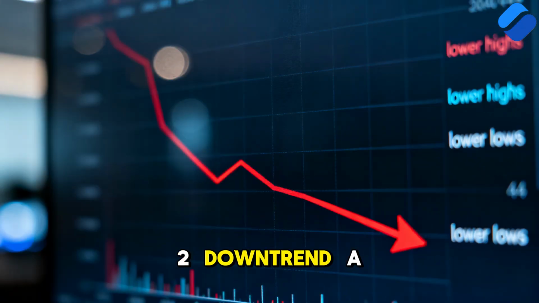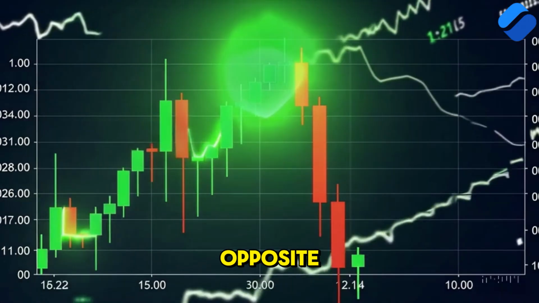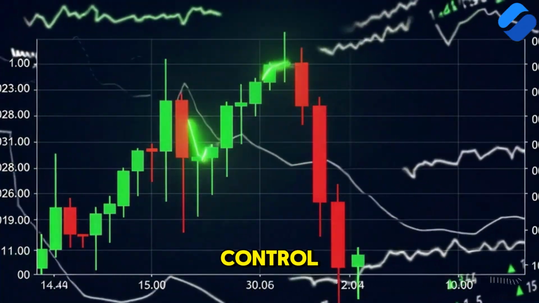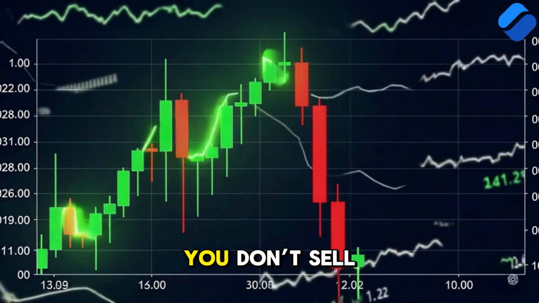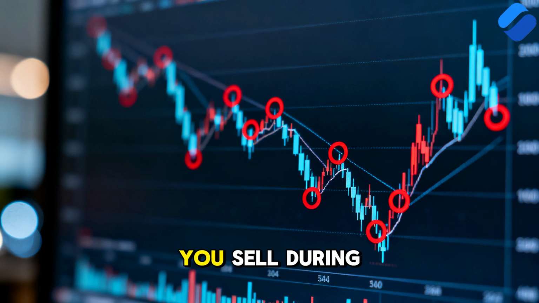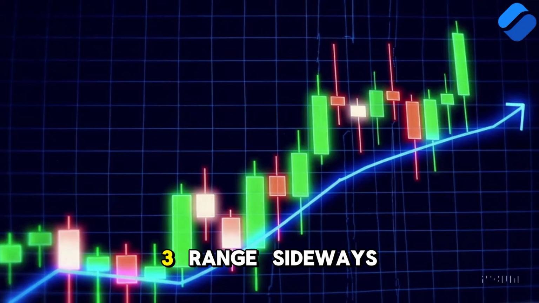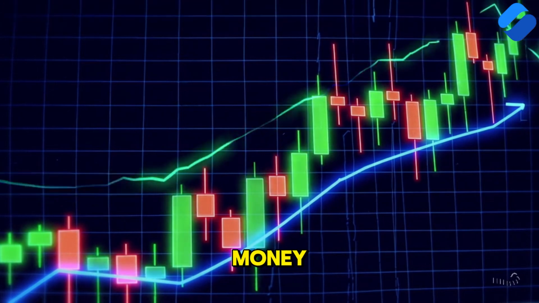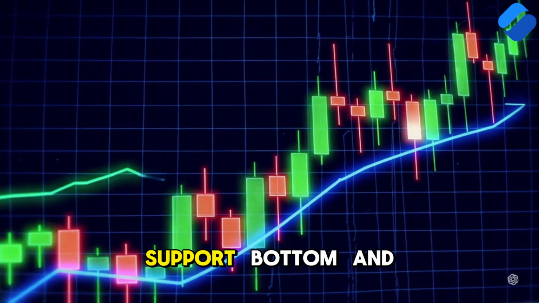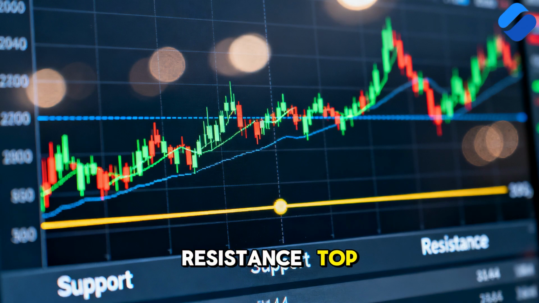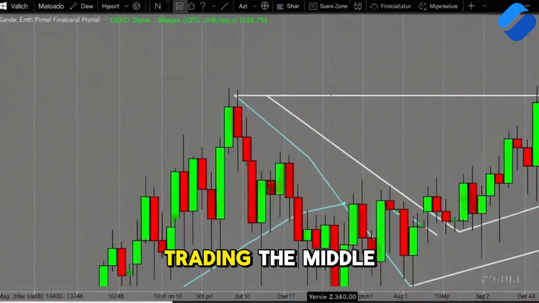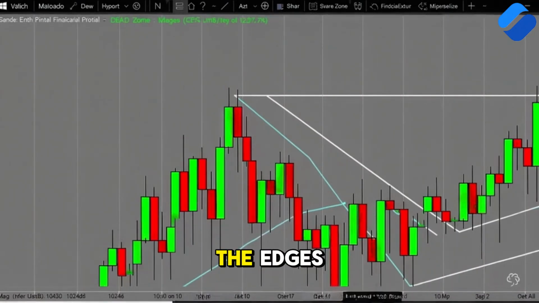2. Downtrend. A downtrend is the opposite. Price creates lower highs and lower lows. Sellers are in control. Key idea: you don't sell after a big drop, you sell during small rallies. 3. Range, sideways market. This is where most beginners lose money. Price moves between support, the bottom, and resistance, the top. There is no clear direction. Key idea: avoid trading the middle, only trade near the edges.